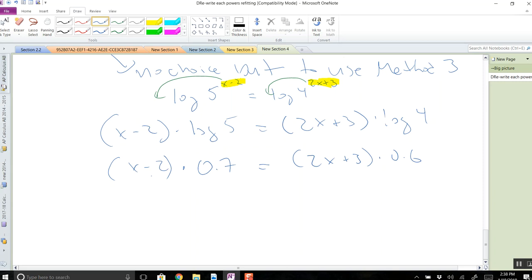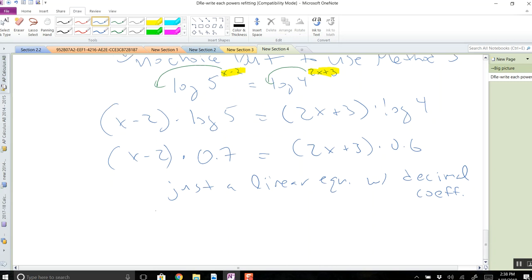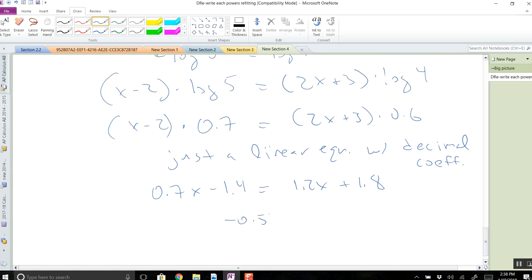But really, it just becomes a linear equation, right? Just a linear equation with decimal coefficients. That's all. So you get 0.7x minus 1.4 equals 1.2x plus 1.8. Negative 0.5x equals 3.2, x equals negative 6.4.